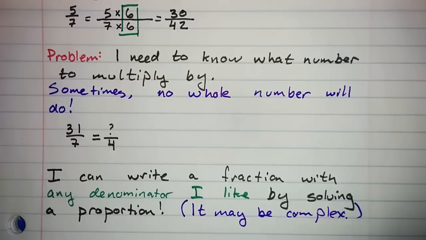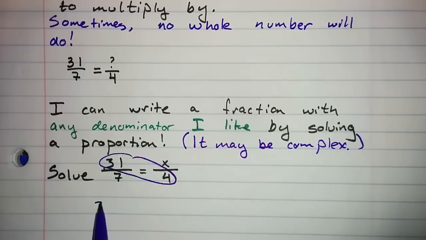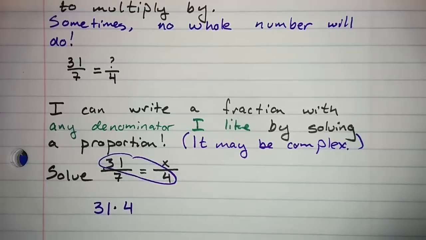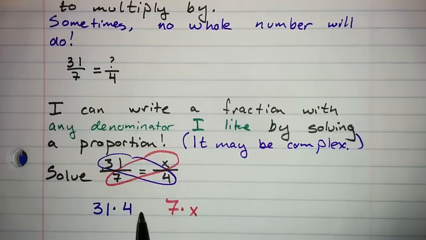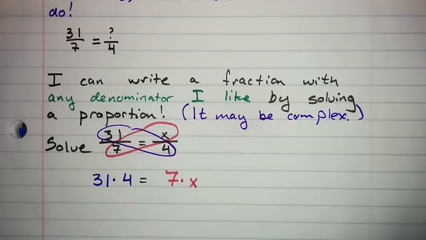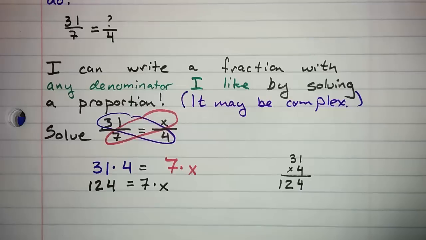So let's see. To do that, I want to solve this proportion. Again, I'm using the letter x because that's traditional. I want to take the cross products. 31 times 4, 7 times my unknown number, and I want those to be equal. Okay. Well, I need to work out what 31 times 4 is. That's no problem. And now x is the missing thing in a multiplication problem. I want to use division to find it.